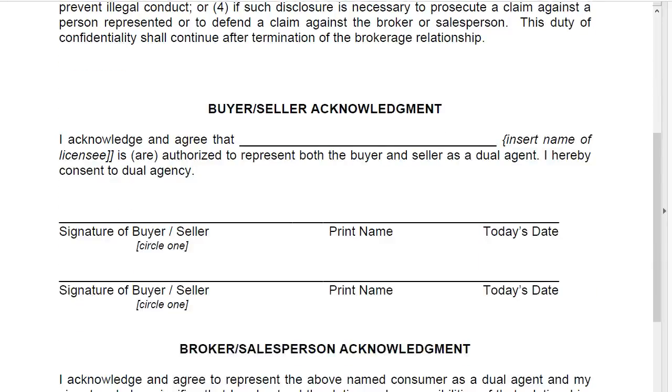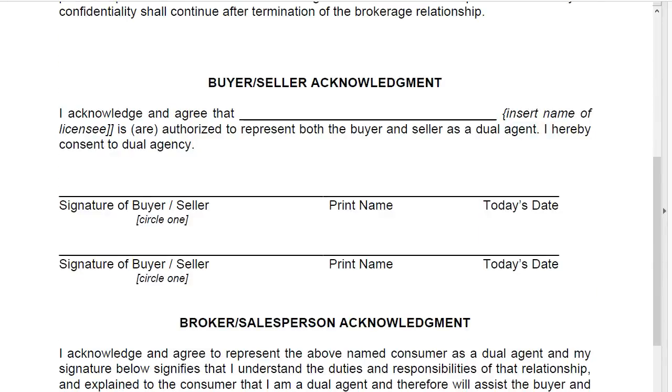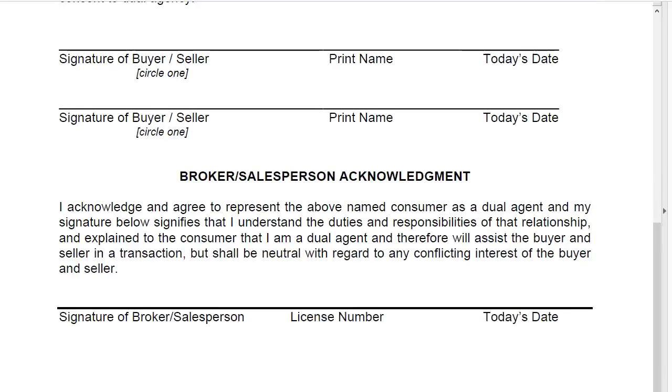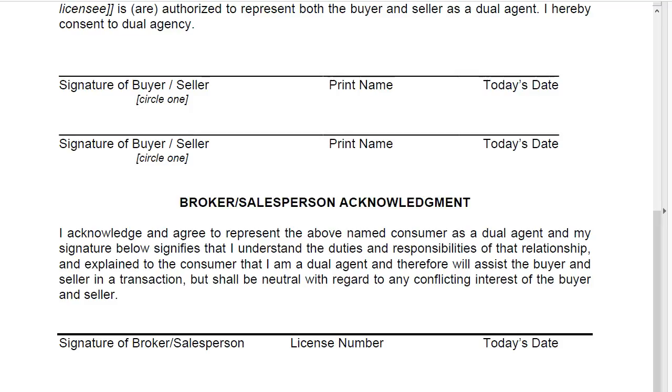Everyone signs it down here. I agree and acknowledge. The buyer and seller sign it here, and then you sign it down here. Provide your license number and today's date.